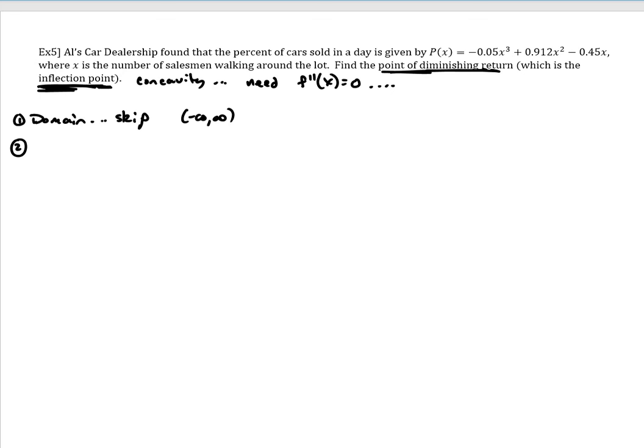So step 2 is let's get our derivative. We need to get our second derivative. So our P of X, instead of f of X, it's P of X. Okay, no big deal. Let's go ahead and write it out. They use some weird decimals, so we'll probably need a calculator to help us. All right, but let's do our derivative. We need the second derivative, so we need the first derivative first, though.